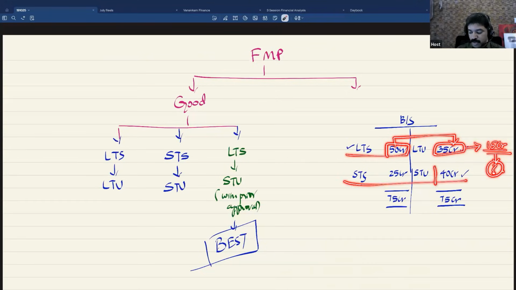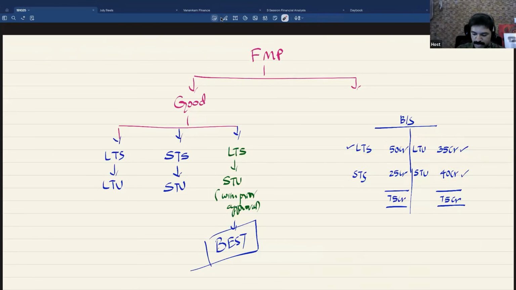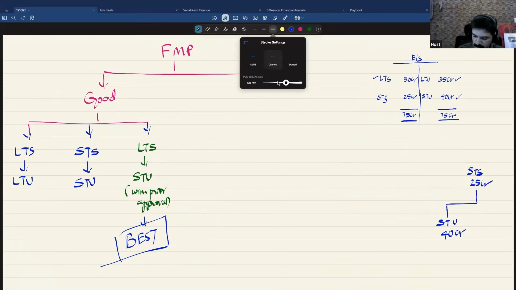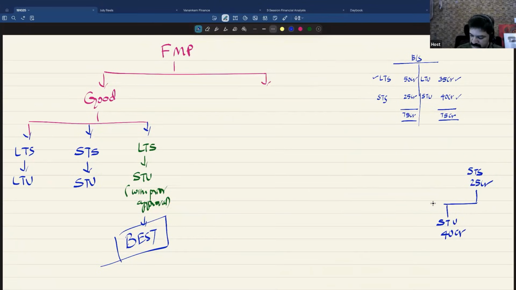Yes, look at this. Short term, what they have spent is 40 crore. The corresponding short term source is only 25 crore. Okay. Let me try to put that even better. See, look at here. They have spent 40 crore on short term use. Okay. And if you look at the source for this 40 crore, the short term source is 25 crore. Okay. It means obviously the remaining funds have come from some other source. Which source is that? Let's try to find out.